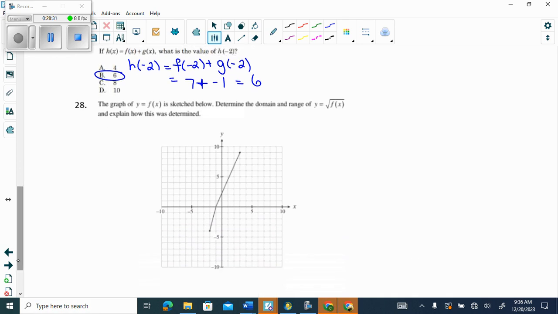The graph of y equals f of x is sketched below. Determine the domain and range of y equals root f of x. What do we have to do? 0, 1 stays the same, right? 0.5 goes up to 0.7. Then I can do every point if I want to. This one is at, here is 4. 4 is right here. It's a weird spot, correct?